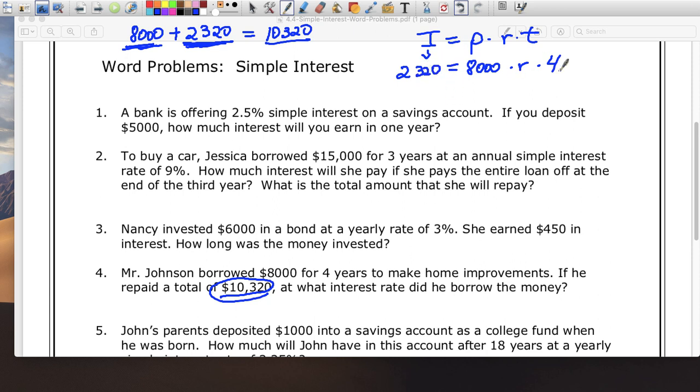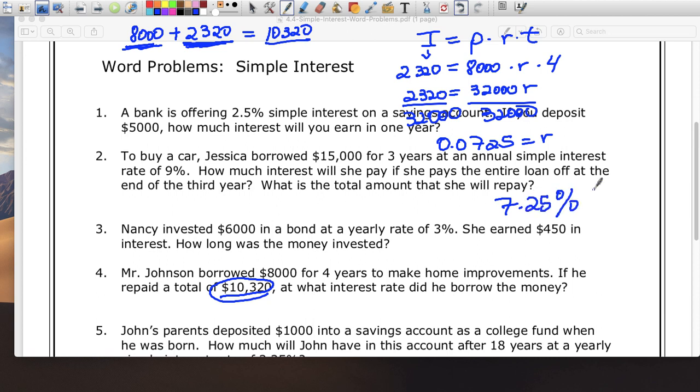So now I have four variables. 3 of them I know the value of, so I can now solve this. So 2,320 equals, and on this side I can multiply 8,000 times 4, which is 32,000, times R. I can divide both sides by 32,000, and I get 2,320 divided by 32,000, and that's going to give us 0.0725. So if we change that to percent, the bank charged him a 7.25% interest rate. That's how much the bank charged him, percentage-wise.